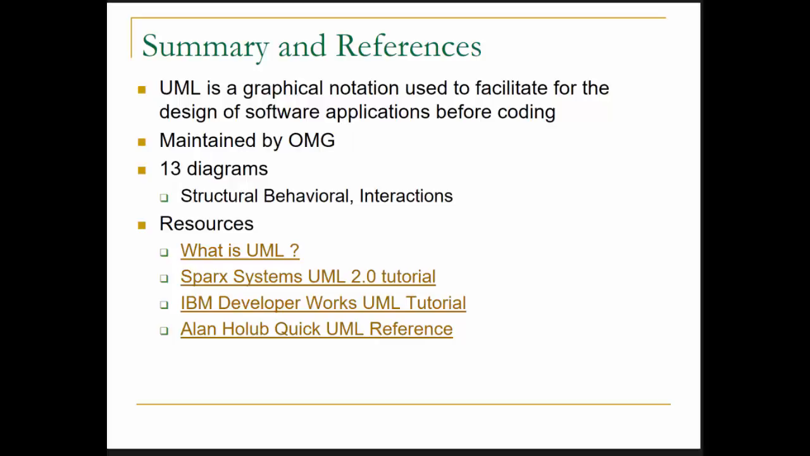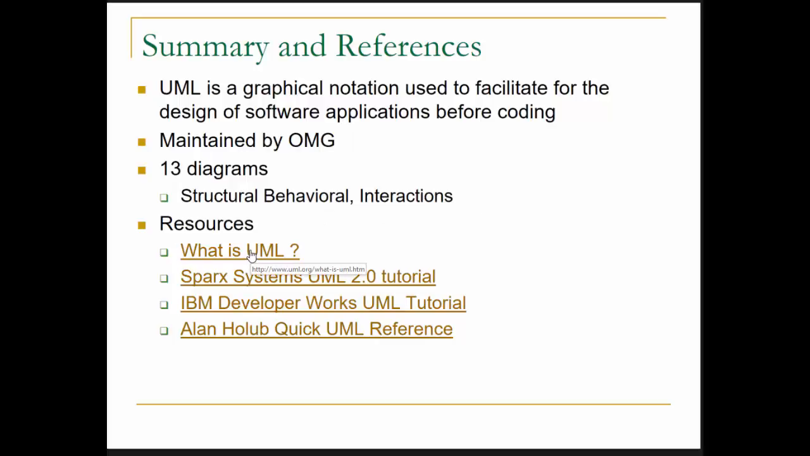So, quick summary. UML is a graphical notation used to facilitate the design of software applications before coding. It's maintained by the Object Management Group, the OMG. There are 13 kinds of diagrams: structural, behavioral, and interaction diagrams.